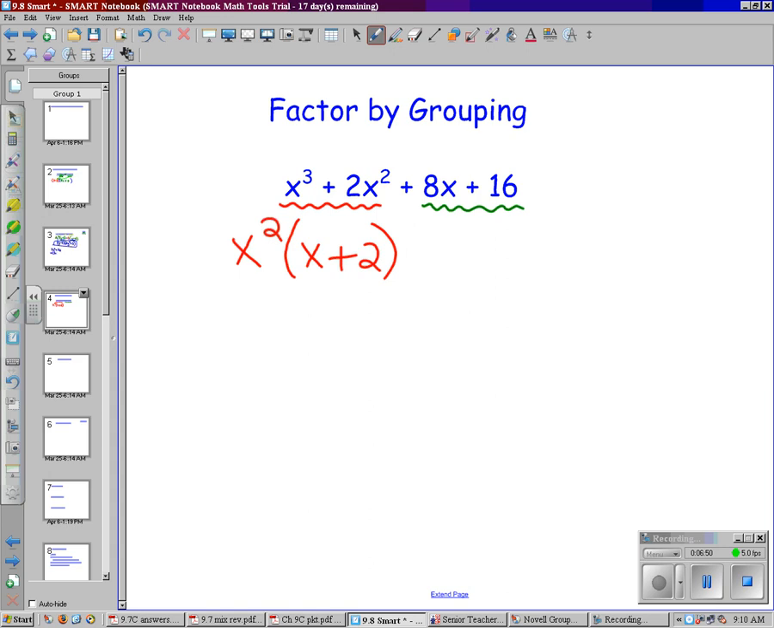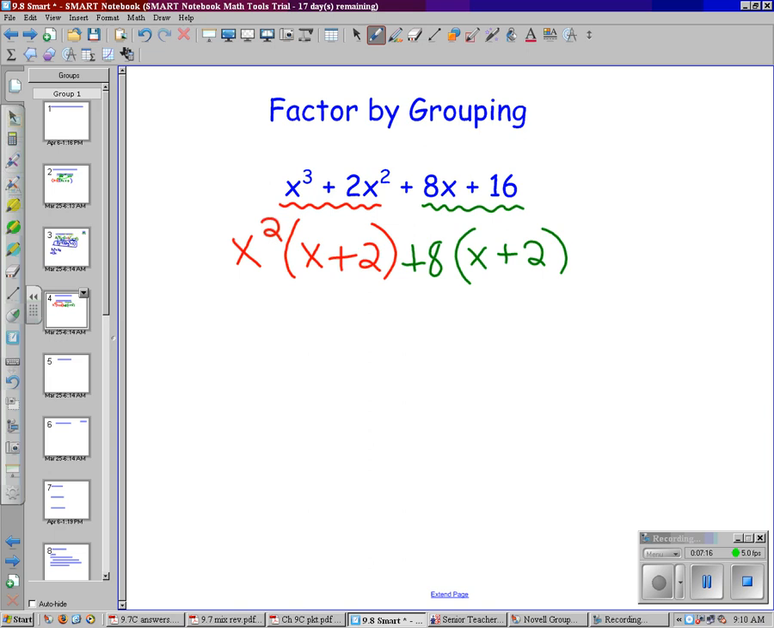Yeah. All right. Then look at what I have underlined in green and take out a GCF. What's the GCF that's going to come out of 8x plus 16? Andrew? 8. Now, Andrew told me 8, so I'm going to write plus 8. Had he told me a negative, I would have made sure to put a negative in front of it. Andrew, what's left? X plus 2.